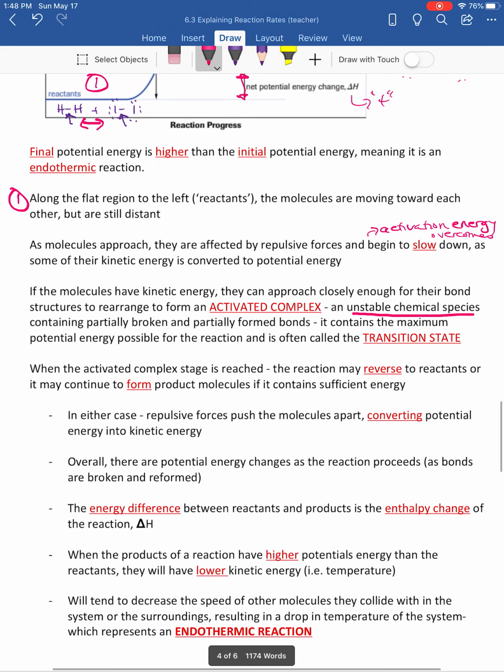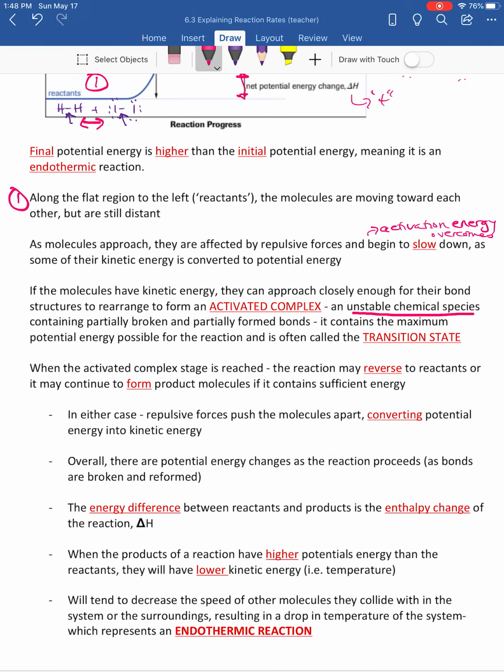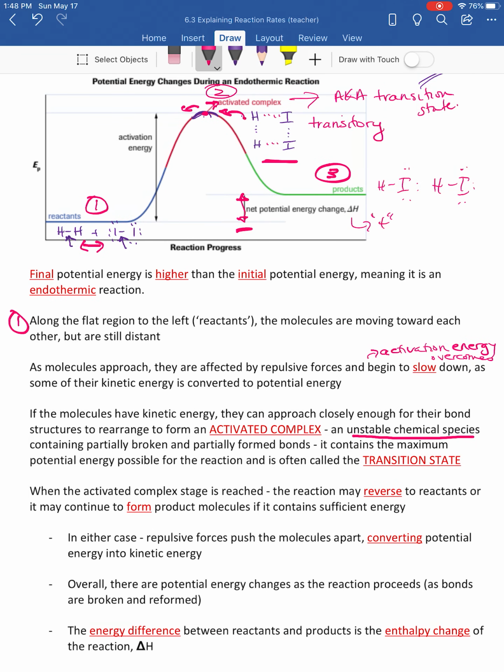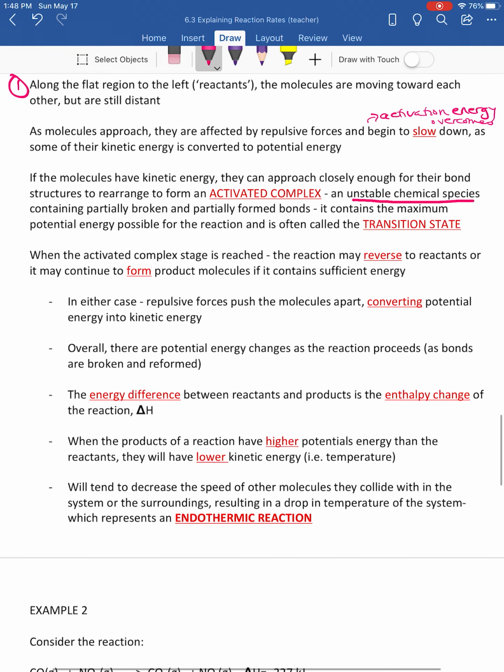Okay? And like I said before, the energy difference between the reactants and products is the enthalpy change. And I'm just going to swing it back down, which is right here. Okay? The difference between products and reactants. Okay? I've already explained why it's an endothermic reaction, because my products have more energy than my reactants did, and my delta H is positive.